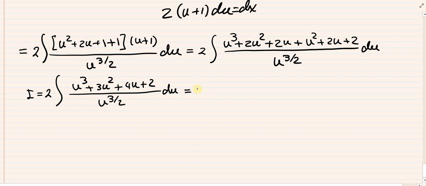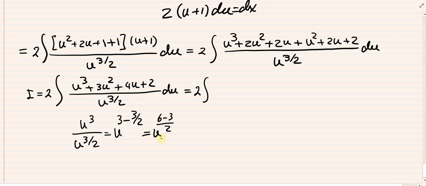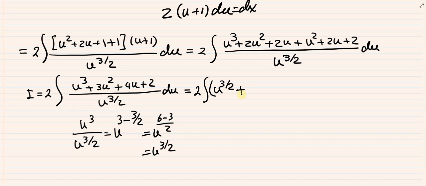Now, because we're about to integrate this, let's divide individually by the monomial. So this is going to be, in other words, the integral of u cubed by u^(3/2). That's going to be u to the 3 minus 3/2, that's 6 minus 3/2, right? 3 minus 3/2 is going to be 3/2, right? So that's u^(3/2) plus 2u^(1/2).